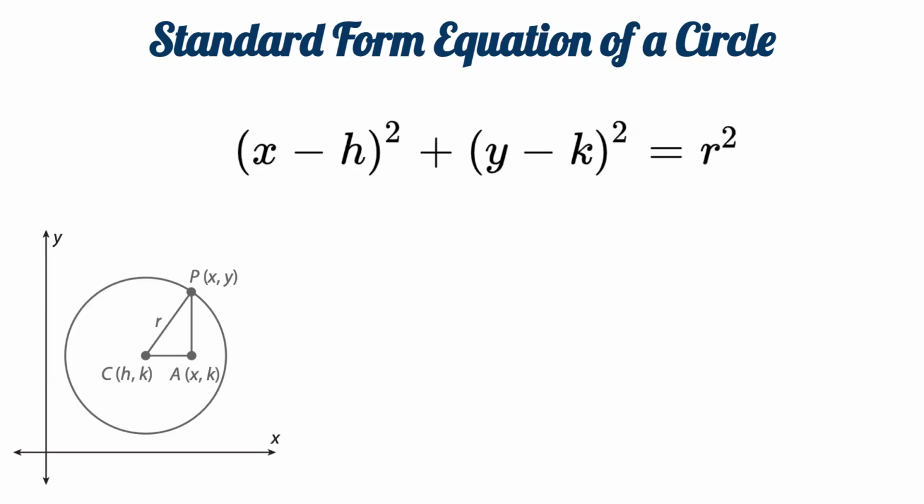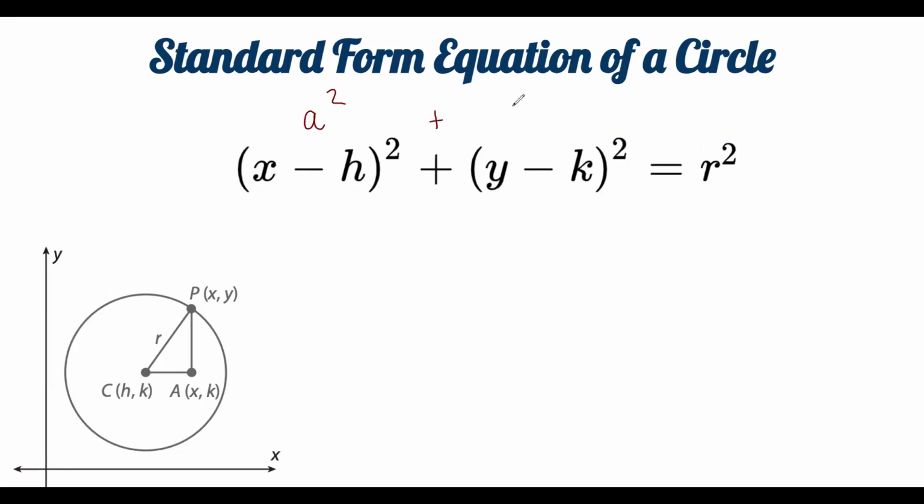So I can derive the equation. Notice here that I have my a. This is my a squared plus b squared equals c squared. Here's my radius. Here's my a. Here's my b. Here's that c. So I'm going to use that Pythagorean theorem so I can write my equation of a circle. So that's where it comes from, okay?